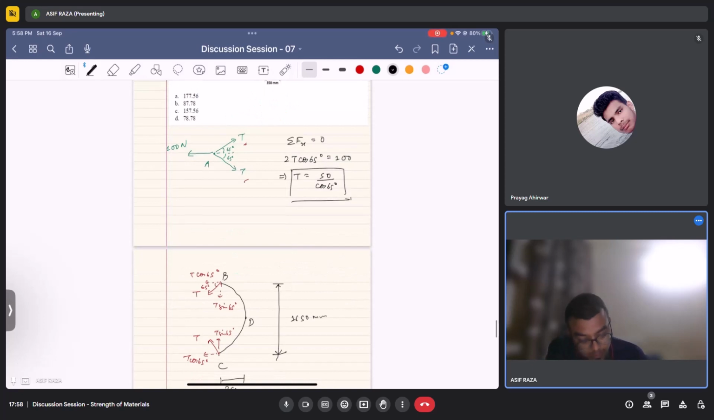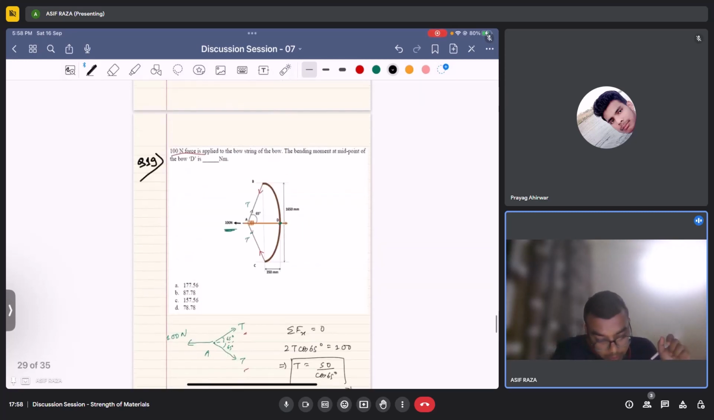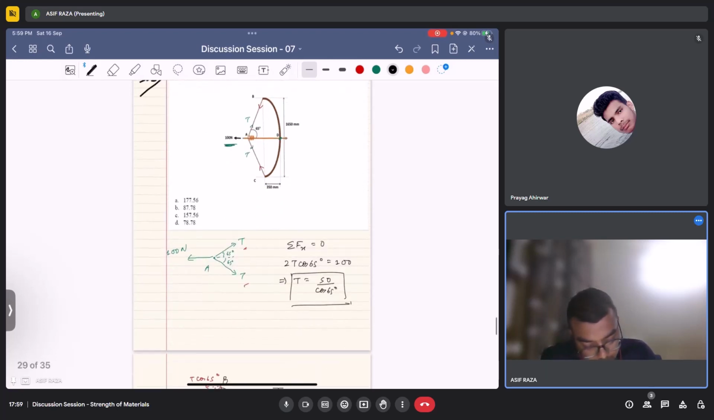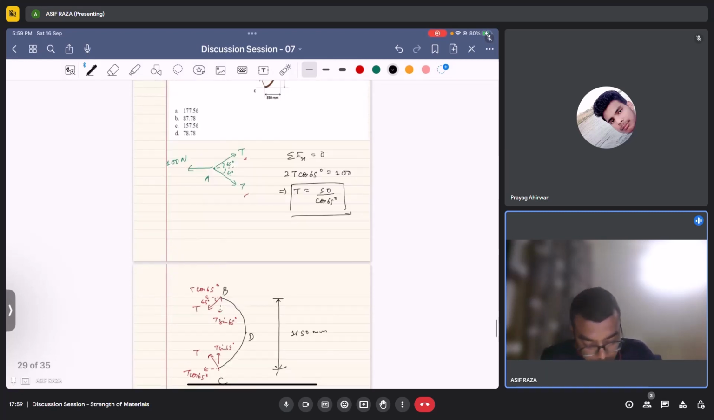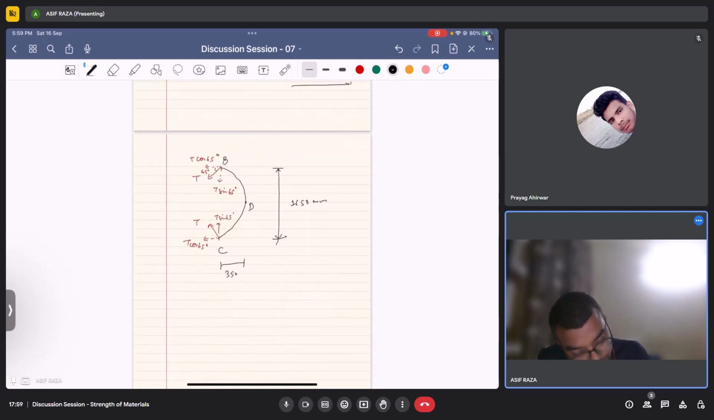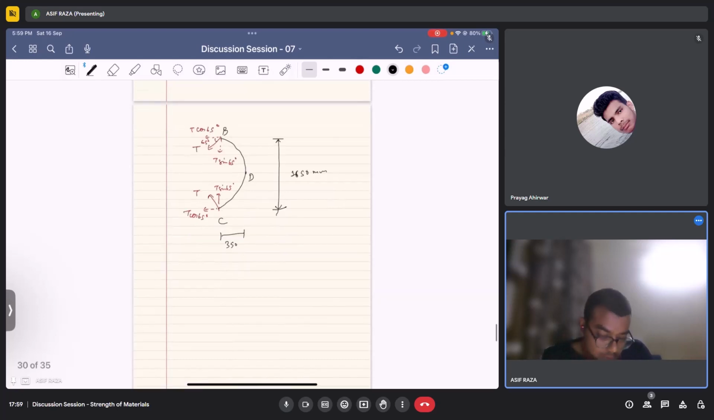Now we want to calculate the bending moment at the midpoint of the bow. So suppose BDC is my beam, and I want to calculate the bending moment at D. I know the reaction at B. So let us calculate the bending moment at D. Moment at D, starting from B, will be going from this direction.